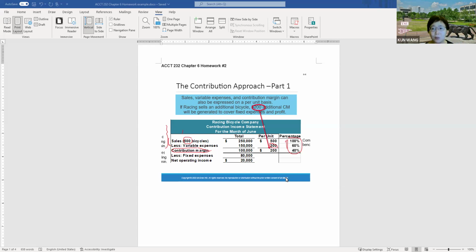So I really truly want everyone to have a good understanding and master how to apply the structure of the contribution margin income statement to help you solve different problems. So, a quick review from what we had yesterday. This is the current contribution margin income statement for the example used in the book.